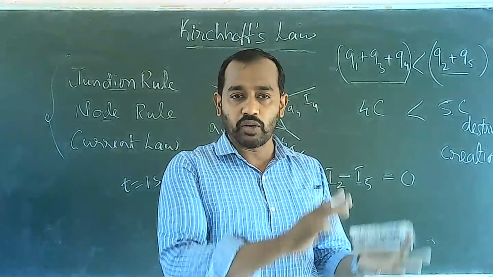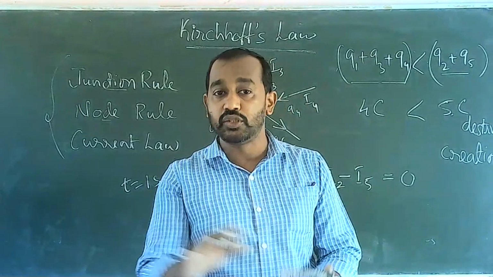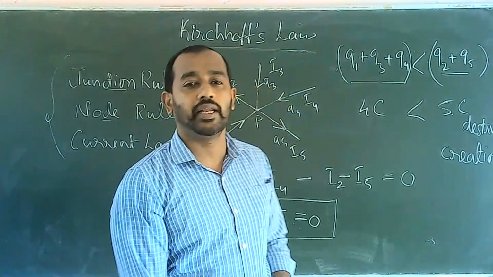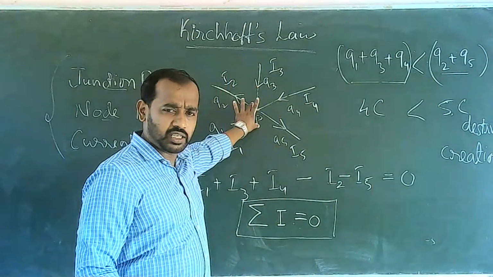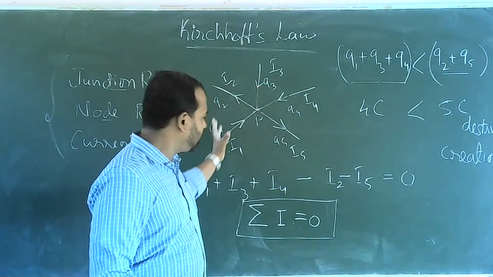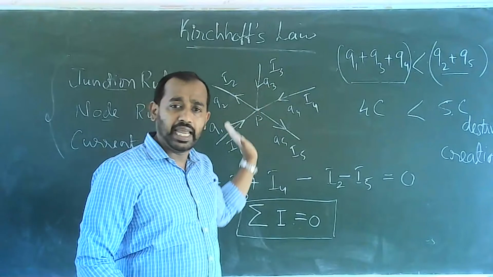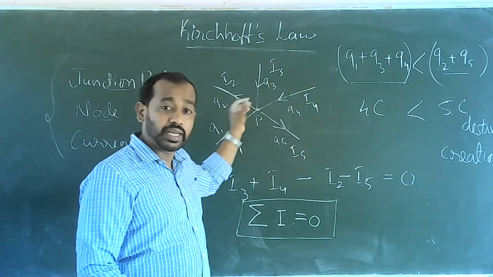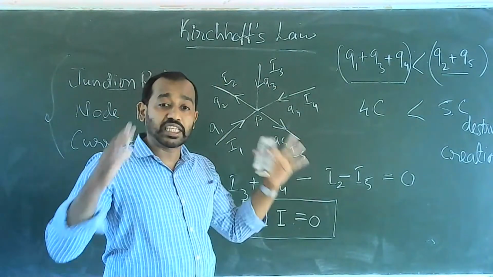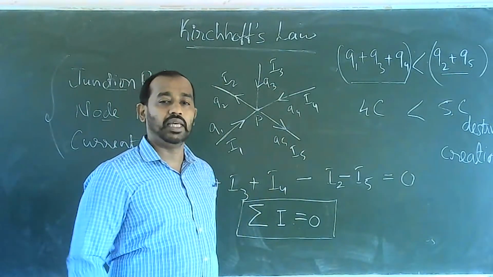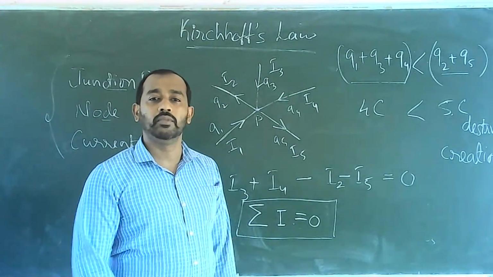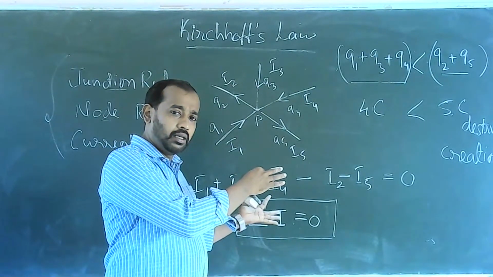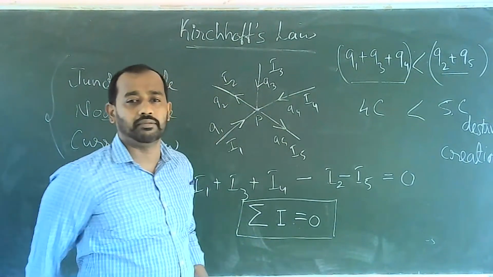That means the amount of charges which are leaving the junction should be equal to the amount of charges which are entering the junction. There is no accumulation of the charges here because charges can flow here. They have paths available for the flow. So therefore, they will not accumulate. They will not get stored here. They will always keep on flowing. Whatever may be the amount of charges entering the junction, it should be leaving the junction.